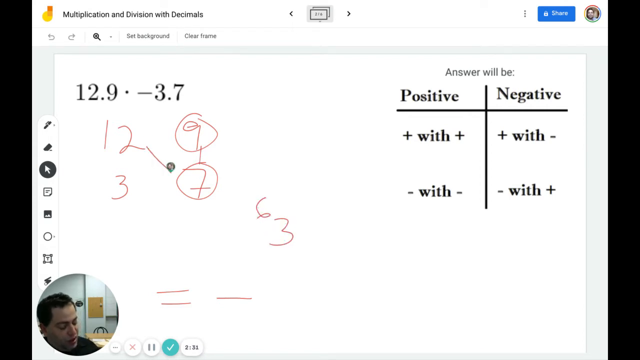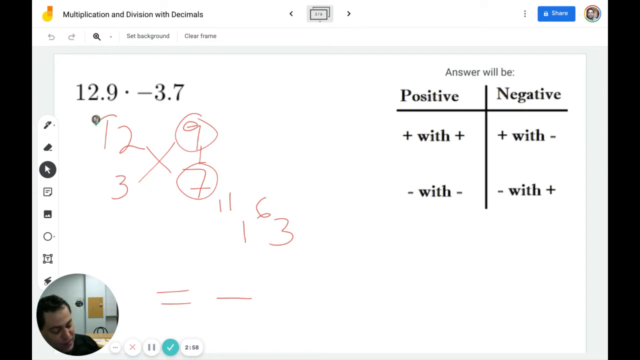I cross multiply and I add up. So 7 times 12 is going to be 7 times 10, 70, and 7 times 2, 14. So 70 and 14 is 84. I have to add 84 to 9 times 3. Well, 9 times 3 is 27. So 84 plus 20 is 104. 104 plus 7 is 111. I put the 1 and the 11 carries over.